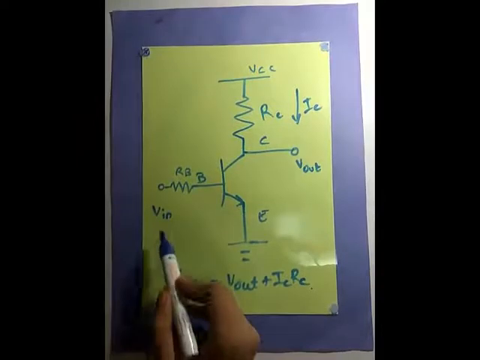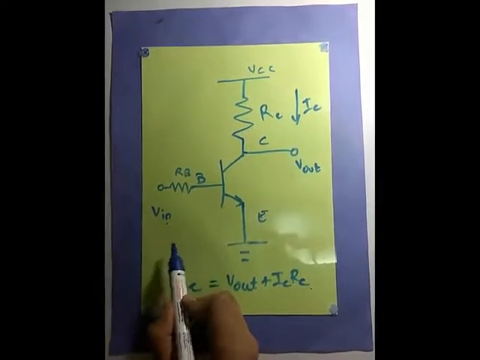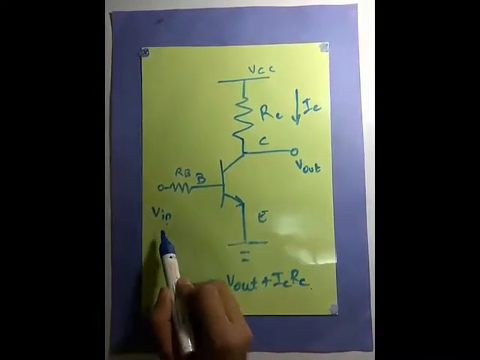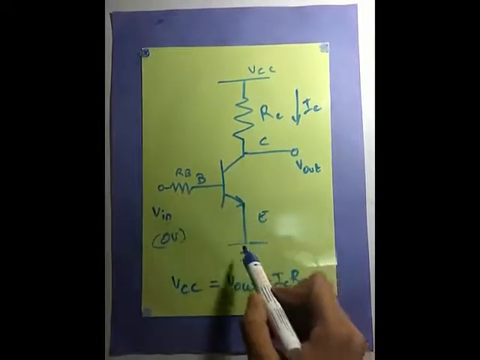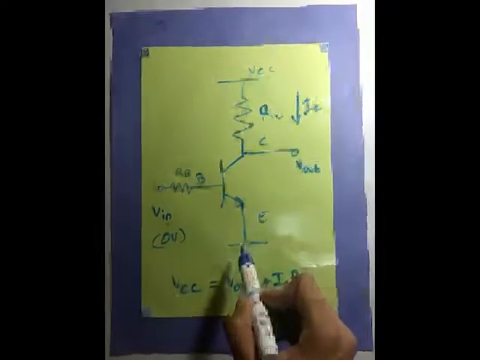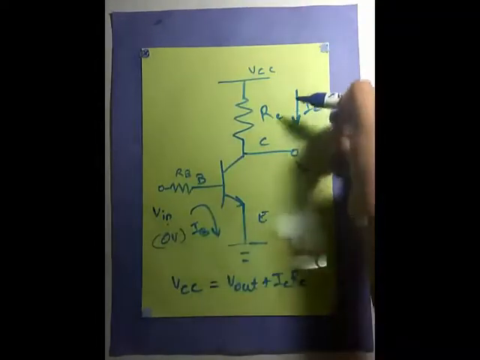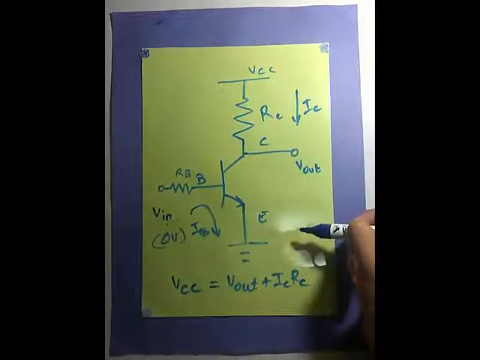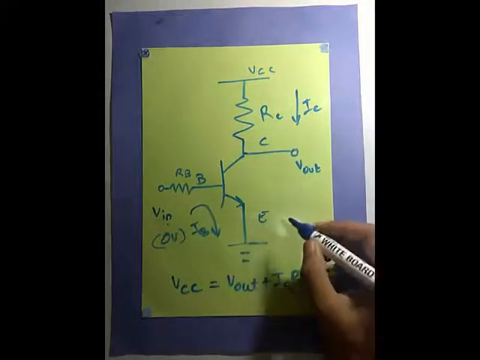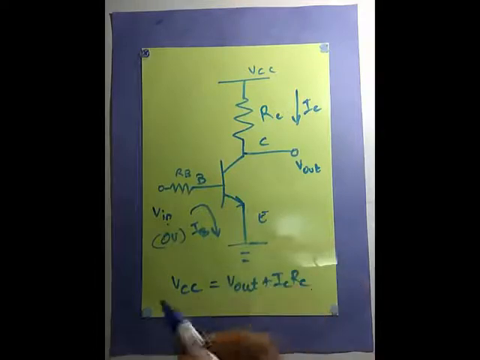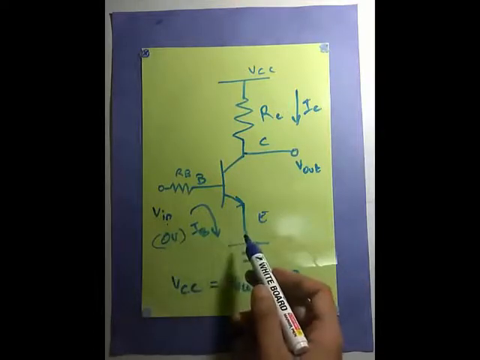Now let us consider Vin as logic 0. Now when Vin is logic 0, that is 0 volts, there is no current flowing through the input side. As a result, there obviously will not be any collector current at the output side. So the transistor is in cutoff. When Vin is 0, the transistor is in cutoff.